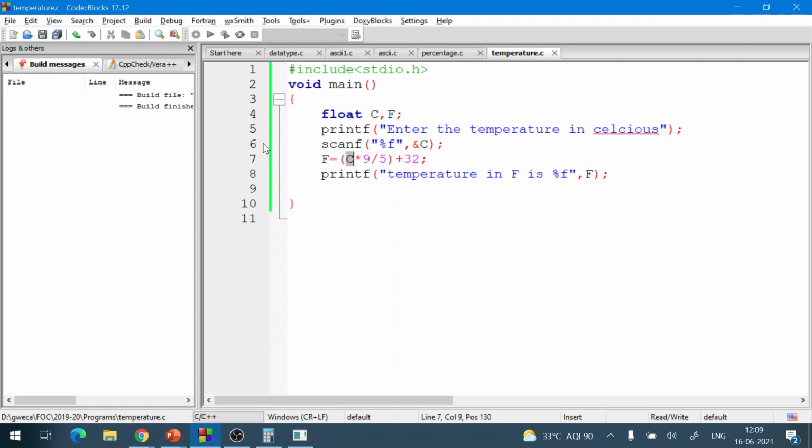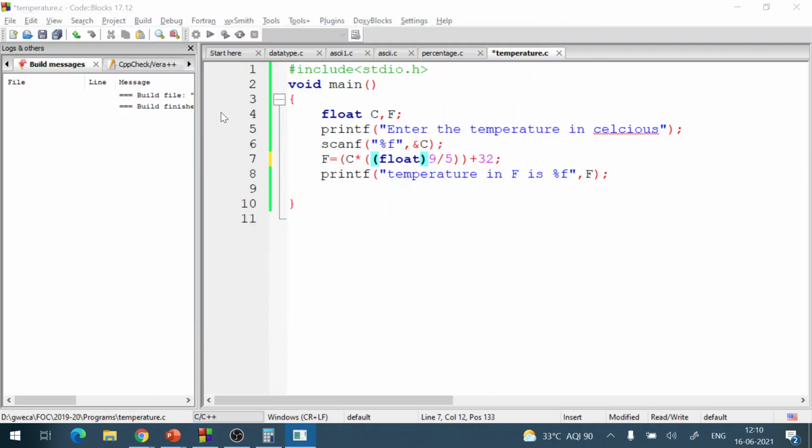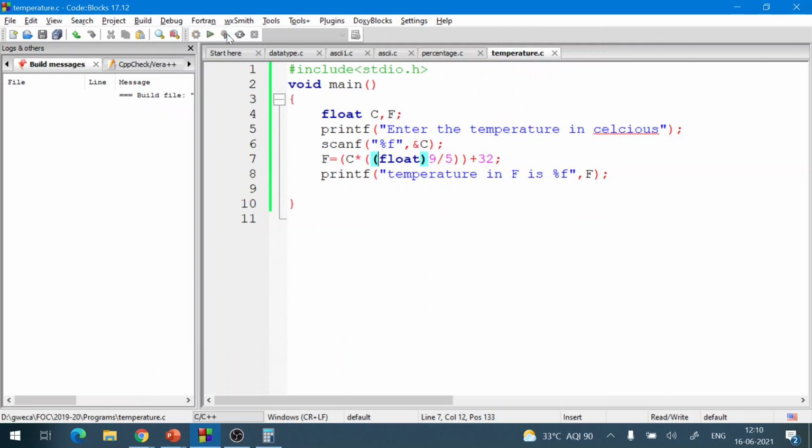So what is happening? C is getting multiplied by 9, so it is giving you a floating point value. Anyhow, if you do like this, then it is giving the right value, but if you do it this way, you have to place an explicit typecasting for the purpose to convert it. Okay, now let us see whether it is giving the right answer or not.